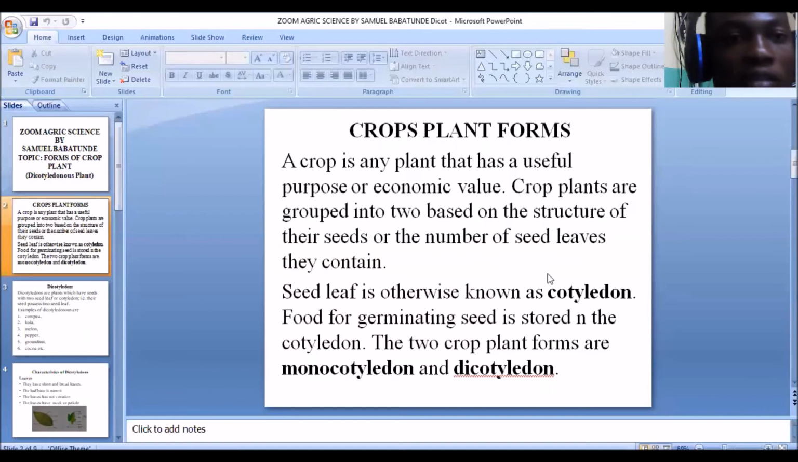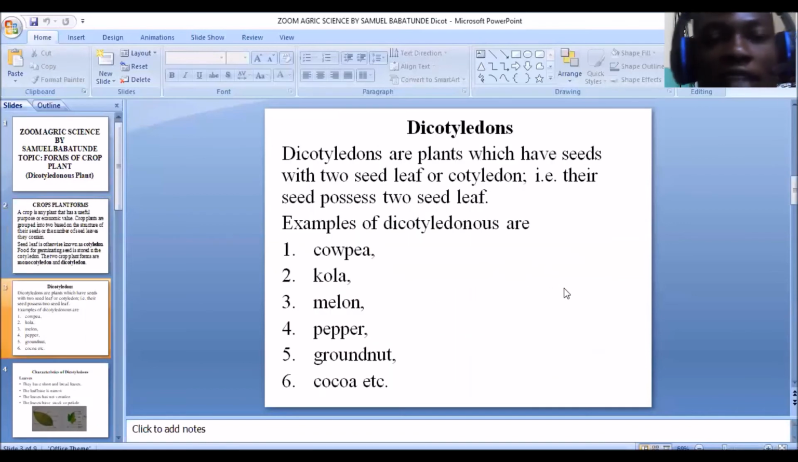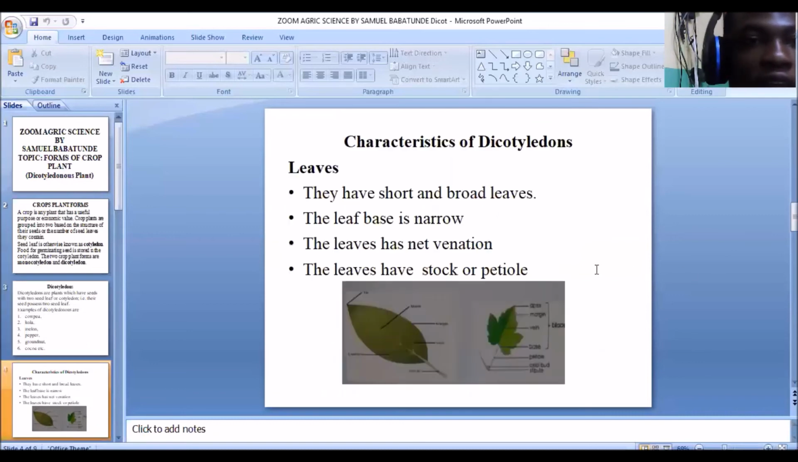For the purpose of this class, we looked at the dicotyledonous plants in detail, because in our previous class we discussed the monocotyledonous plants. And we say dicot plants are plants which have seeds with 2 seed leaves or cotyledons. That is, they possess only 2 seed leaves. And I gave examples: the cowpea, the cola, the pepper, the mango, the orange, and so on. And then we discussed the characteristics of this dicotyledonous plant, in accordance with the various parts of the plant. We discussed the leaf: when you see the leaf of a dicot plant, these are the observable features you see. The leaves are short and broad, like you can see, short leaf and broad. The leaf base is narrow, unlike the monocot, which is broad.